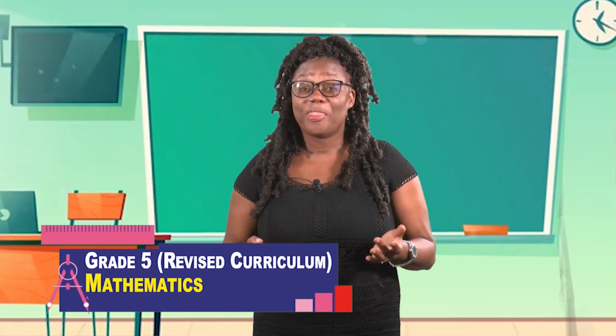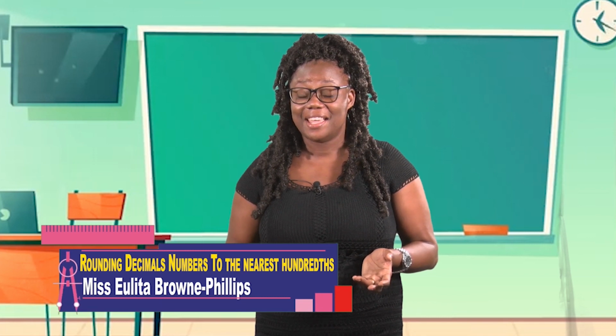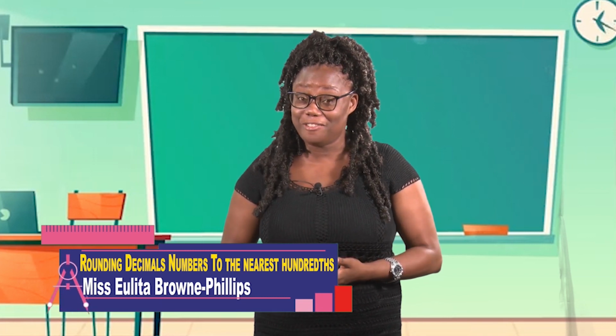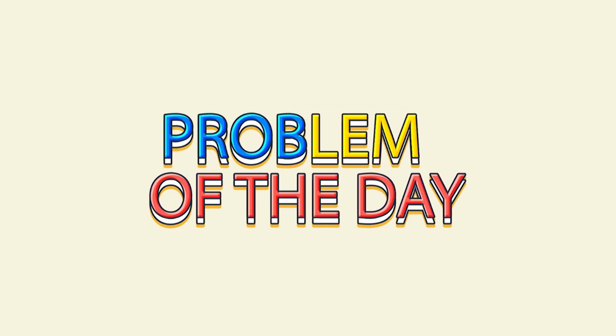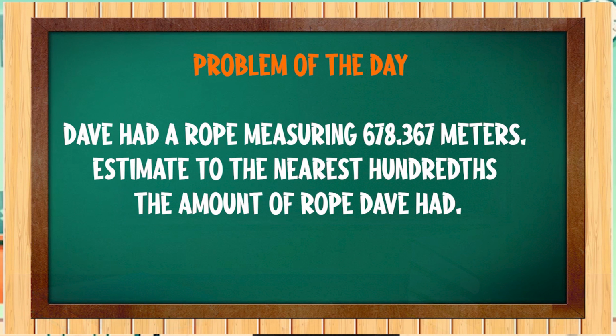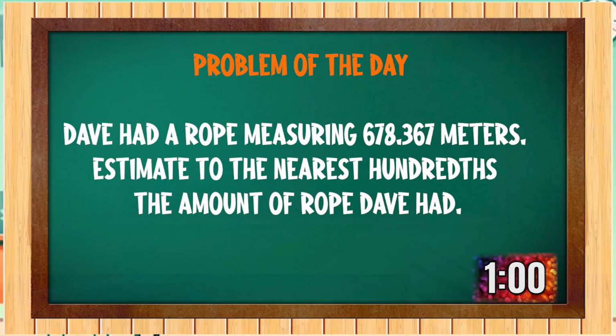Boys and girls, this has brought us to the end of our class for today. But wait, before you leave, my little problem solvers, here is the problem of the day. Dave had a rope measuring 678.367 meters. Estimate to the nearest hundredths the amount of rope Dave had. Take a minute and do this, boys and girls.